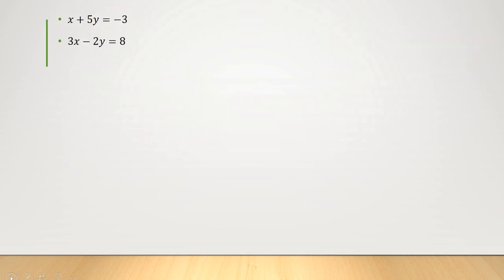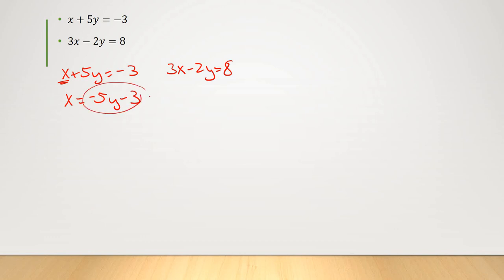Okay, let's try another one. Writing them side by side. And my step is to solve one equation for one variable. I'm always going to look for the variable that's all by itself. So I'm going to solve this left-hand equation for x. x equals negative 5y minus 3. I subtracted 5y from both sides.